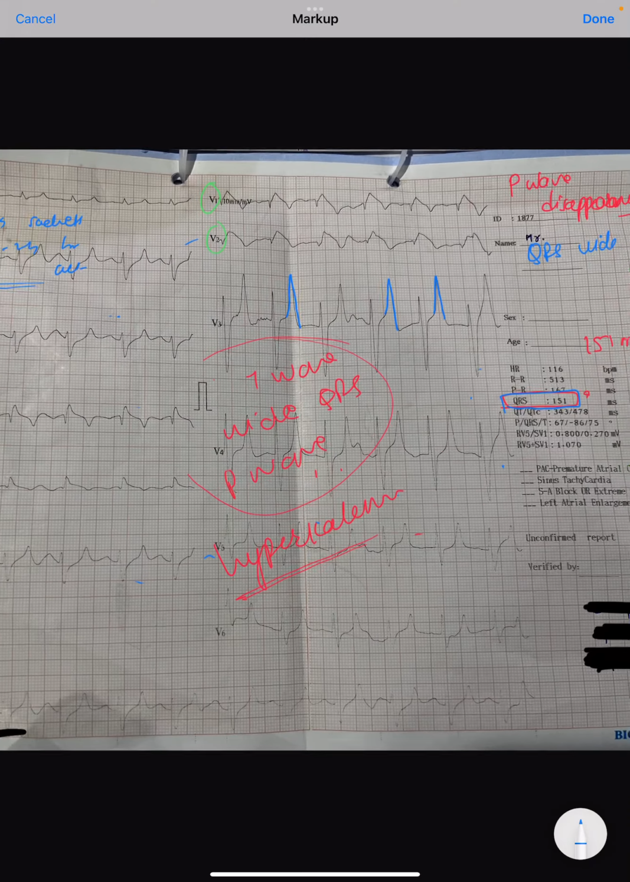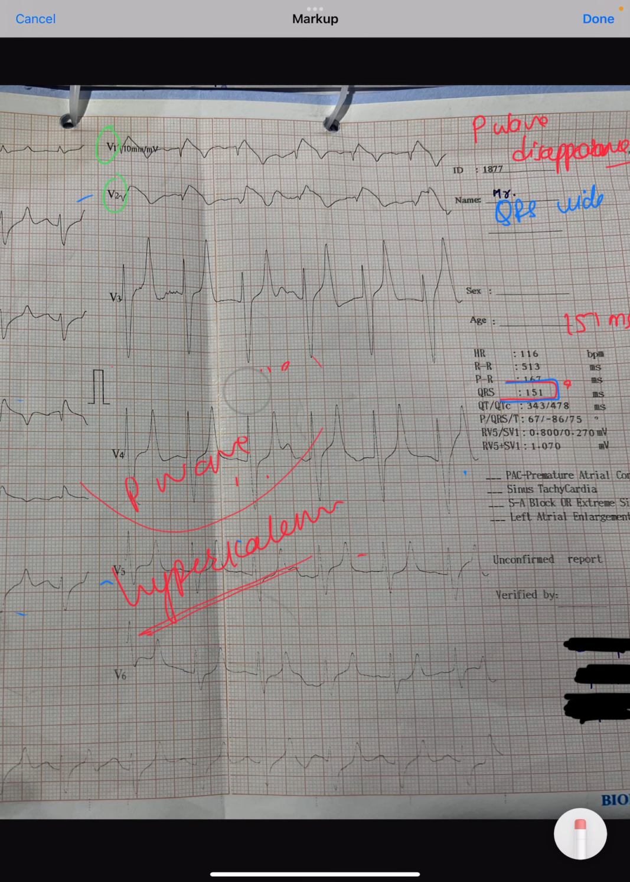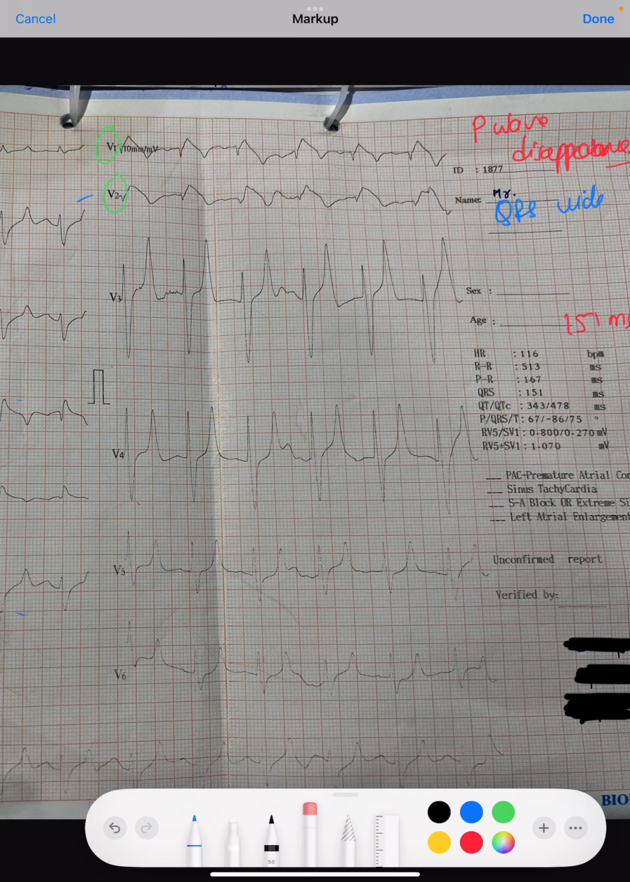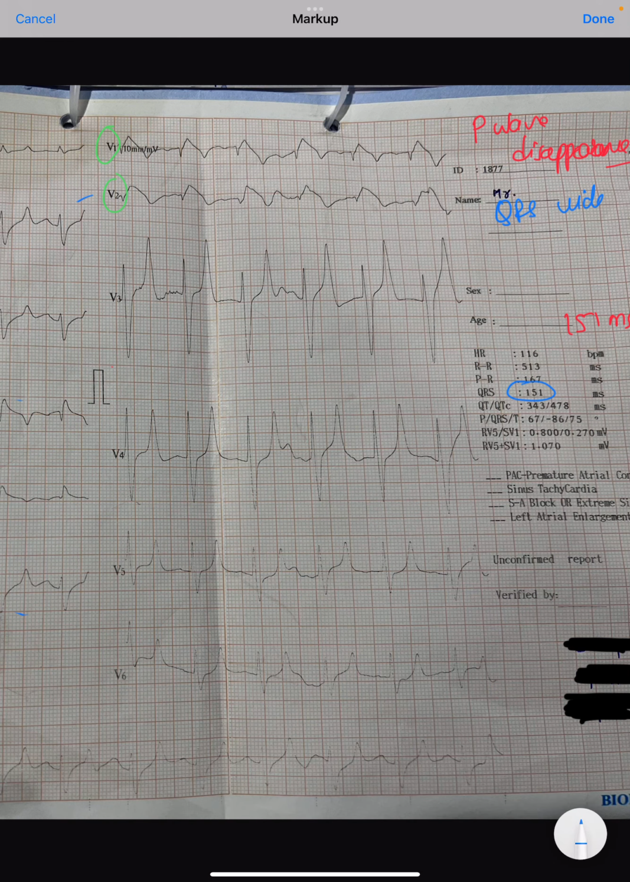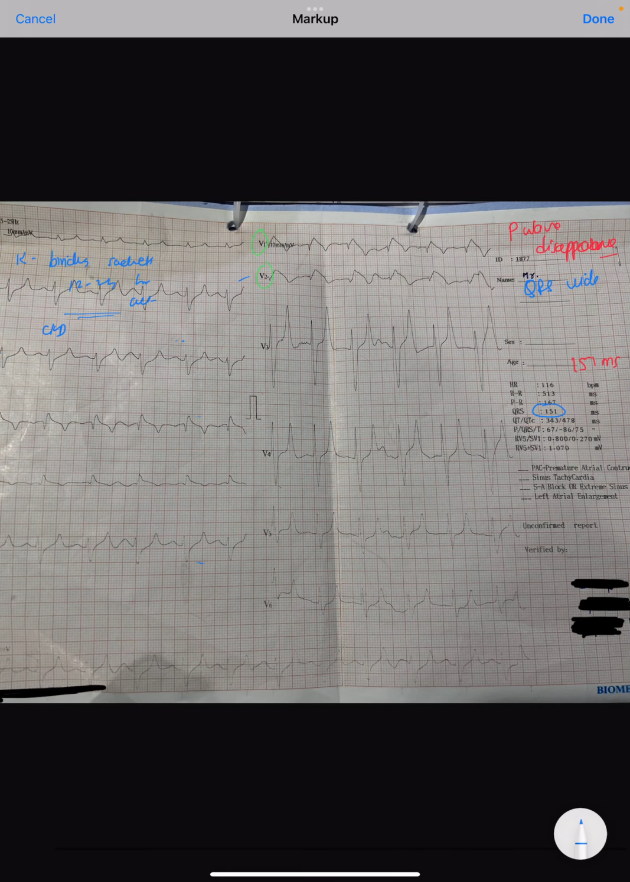So this is a very, very typical and very, very classical ECG showing no P wave, wide QRS complex, here we can see it is 151 milliseconds, and tall tented symmetrical T waves, very, very typical of hyperkalemia.